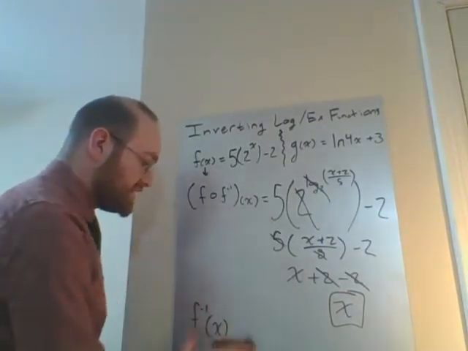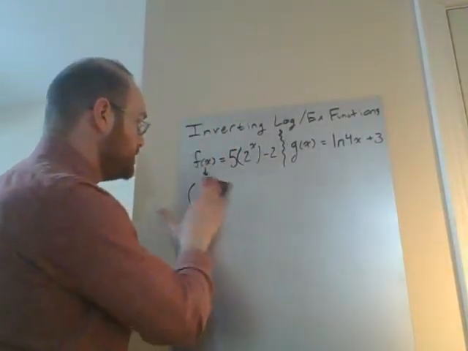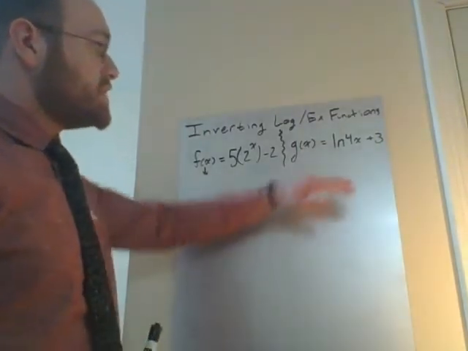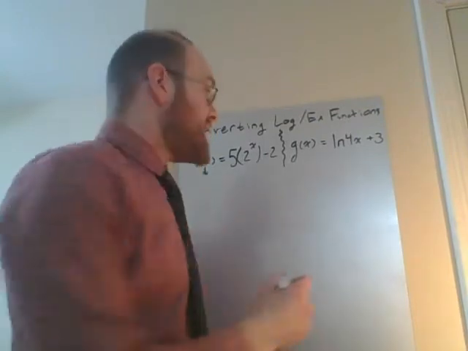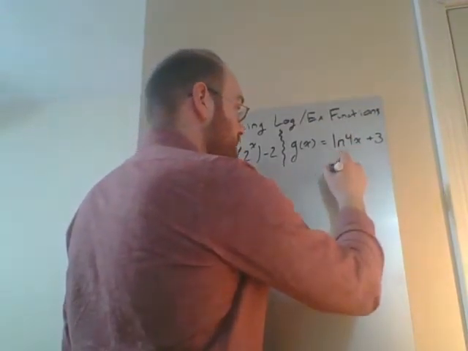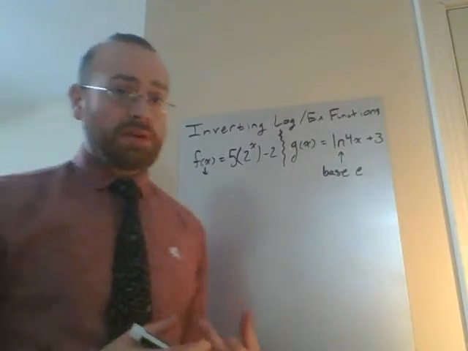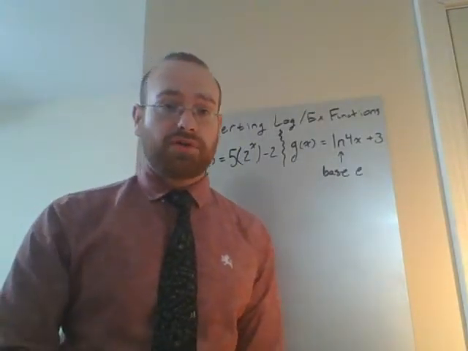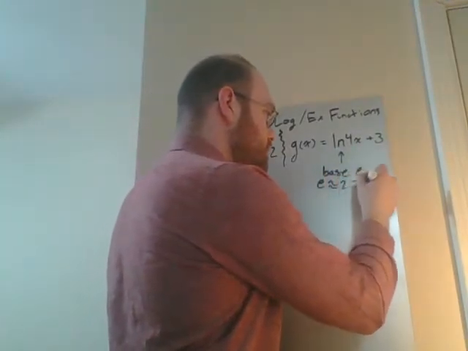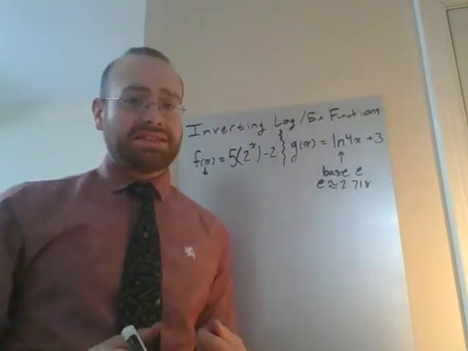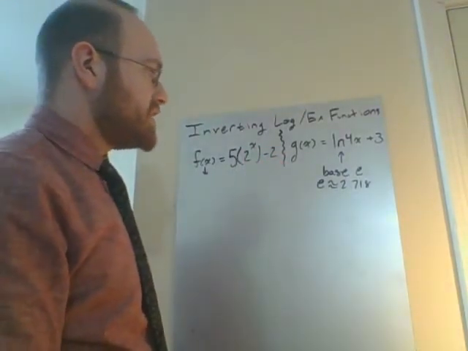So let me erase this example, and then we'll work through an example of inverting g of x. So this function has our natural logarithm. And it's important to remember that our natural logarithm has base e. Base e, the number e is sort of like pi in that it's an irrational number that goes on forever. It's approximately equal to 2.718. So it's a little less than 3. It comes up in many interesting applications. But for now, our focus is inverting this function g of x.